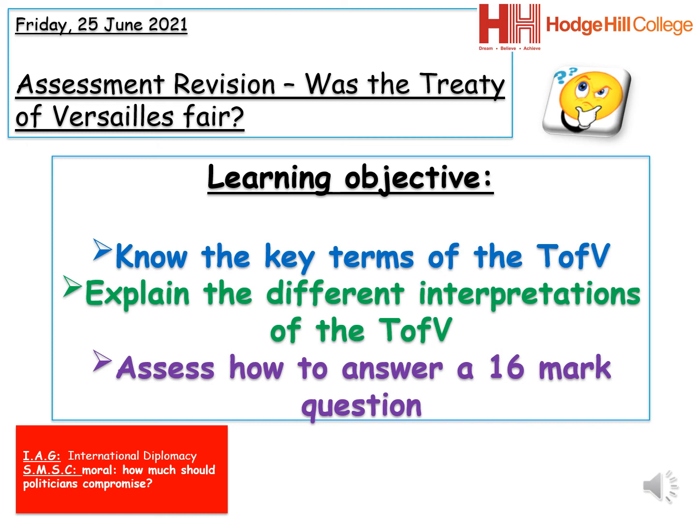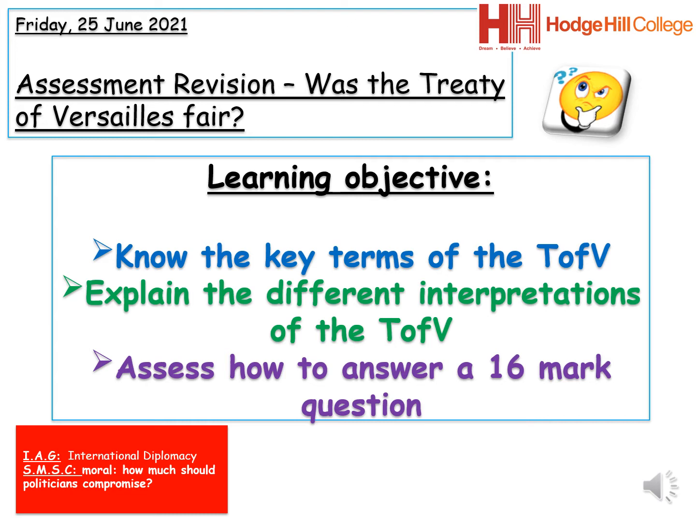As you can see from the title on the slide, it's a revision lesson preparing you for your assessment that you'll sit when you get back to school. And your assessment question is, was the Treaty of Versailles fair? So what your teacher will be looking for is for you to tell them everything you know about the treaty and whether or not you think it was fair or unfair.